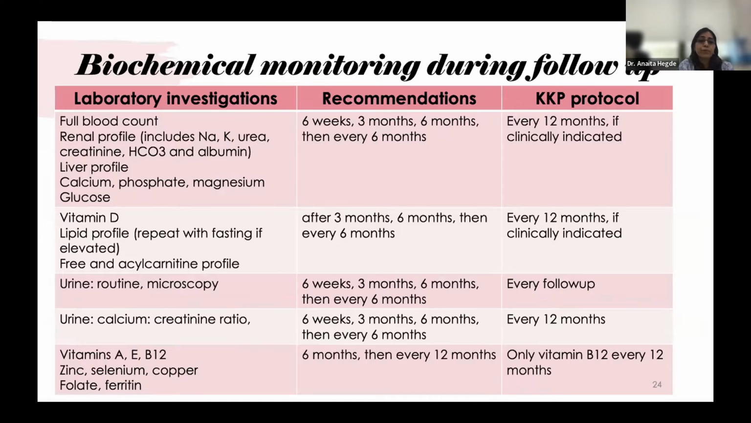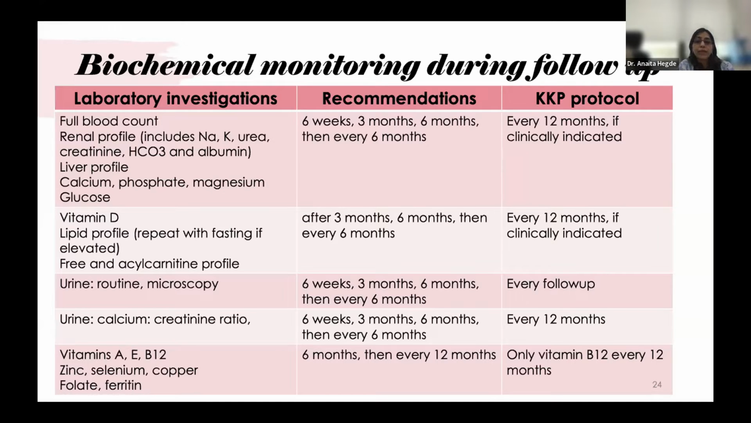Vitamin D, lipid profile, free and acyl carnitine profile is recommended to be done every 3 months, 6 months, and then every 6 months. The KKP protocol does it every 12 months and more frequently if clinically indicated. Urine routine microscopy.